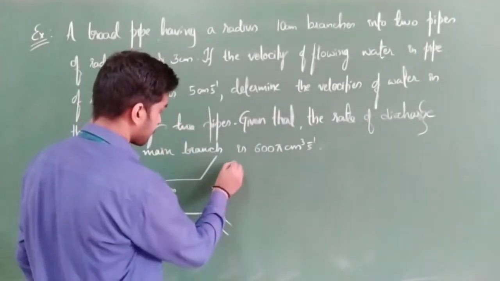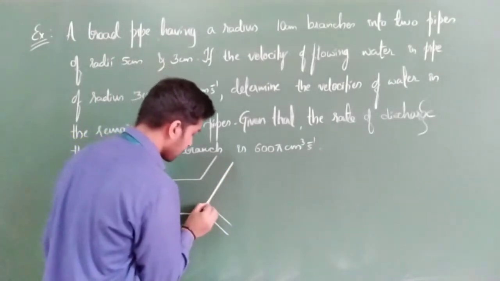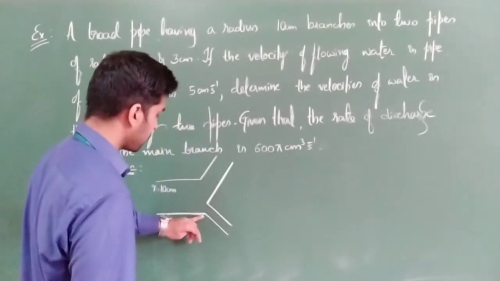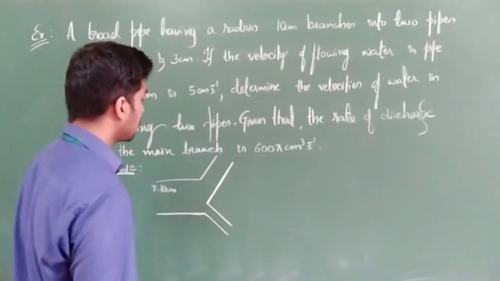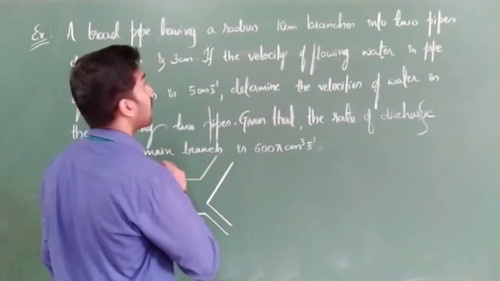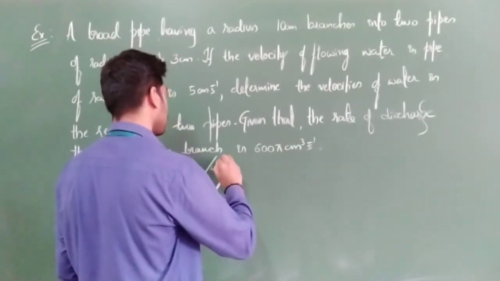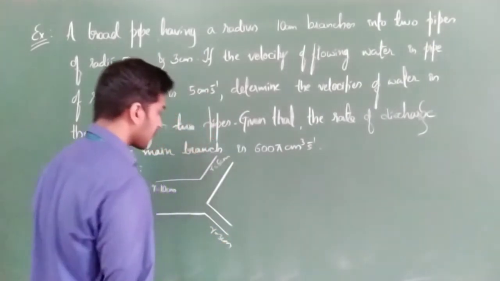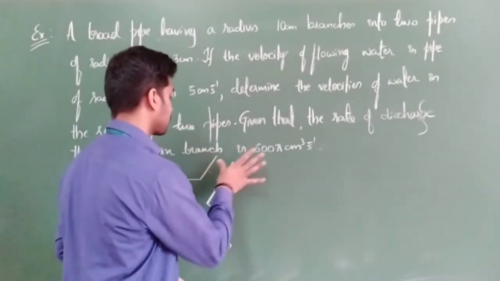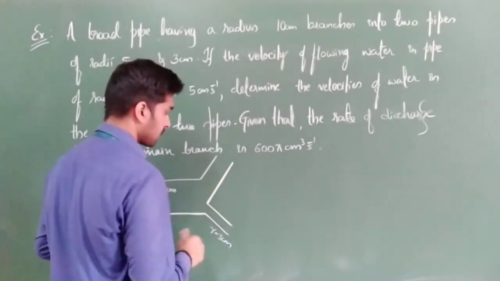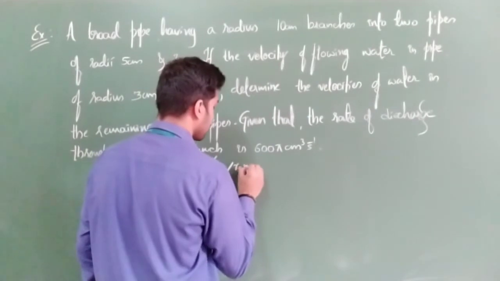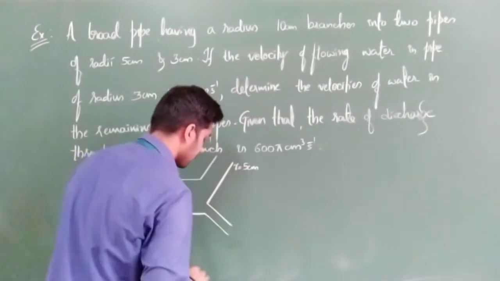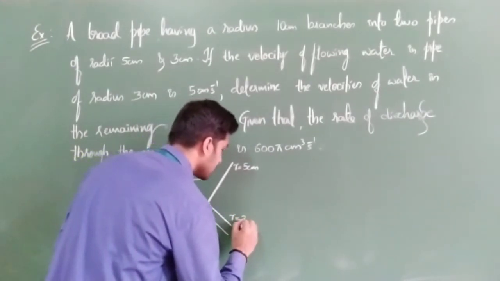Clear? Are you following? So here the radius is 5 centimeter, and here the radius is 3 centimeter. Clear? So here radius R is equal to 5 centimeter. Here radius R is equal to 3 centimeter.